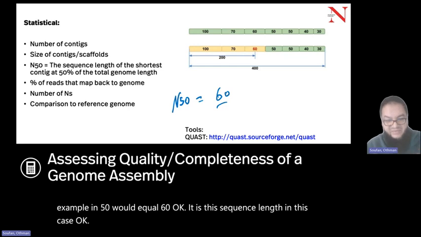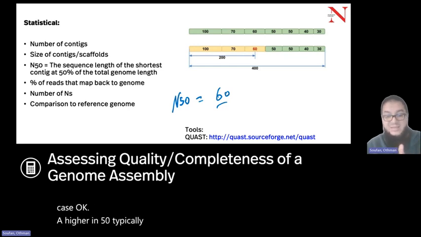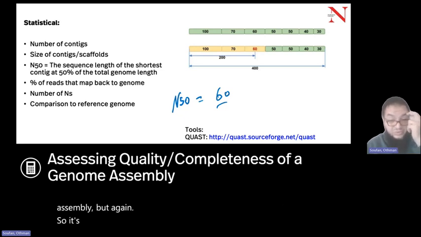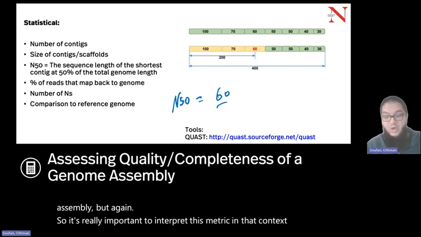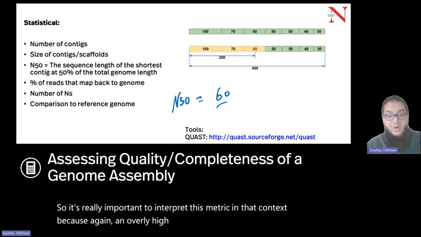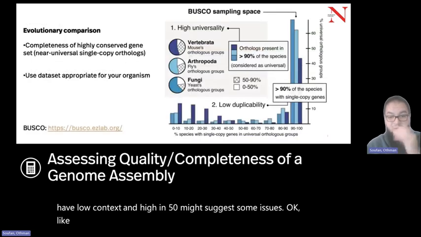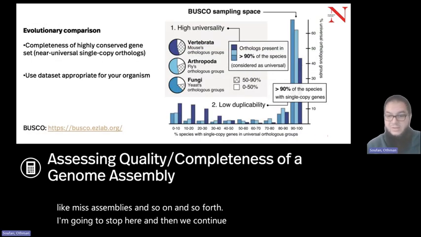A higher N50 typically indicates a more contiguous assembly. But again, it's really important to interpret this metric in context, because an overly high N50 with a low contig count, if we have low contig count and high N50, might suggest some issues, okay, like misassemblies and so on and so forth. I'm going to stop here and then we'll continue in the next part.